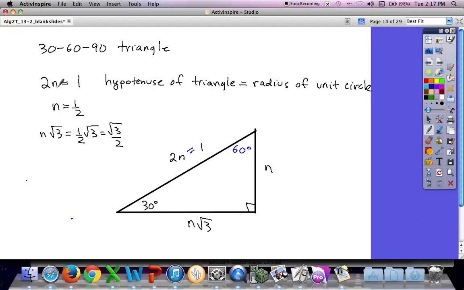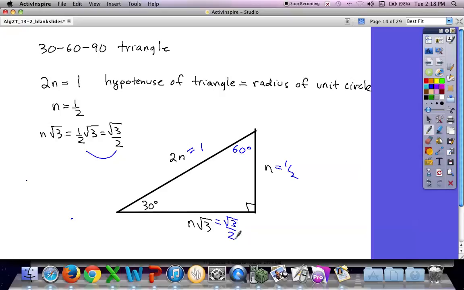Okay, so if 2n equals 1, then n equals a half, right? And so we can say that is a half. And then n times the square root of 3 will be 1/2 times the square root of 3. But we're going to write it like the square root of 3 over 2. Same thing, right? These are the same. So that makes this the square root of 3 over 2.